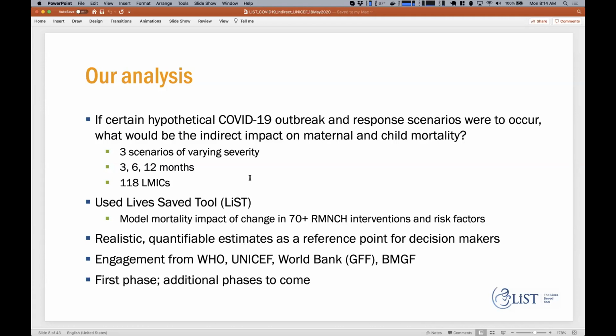And our ultimate objective was to generate realistic, quantifiable estimates as a reference point for decision makers currently weighing response strategies. So we've been engaged with colleagues at WHO, UNICEF, the World Bank, and the Bill and Melinda Gates Foundation since early in the project. And we really consider this our first phase of work. And Tim will speak to some of our future plans later in the presentation. Next slide.